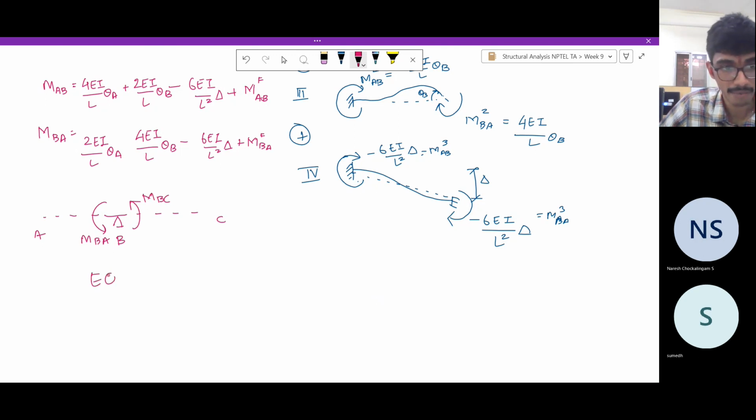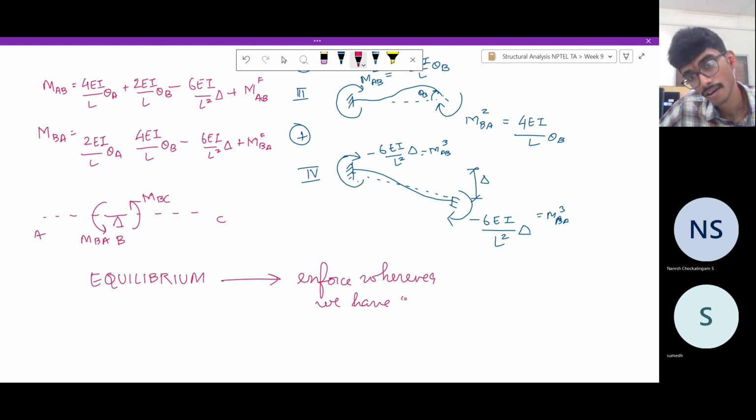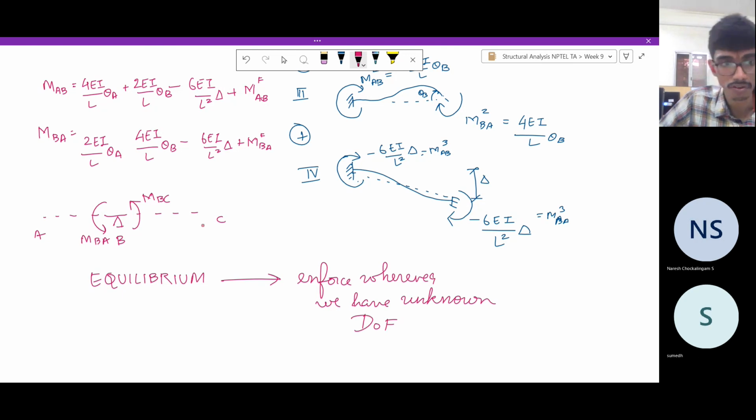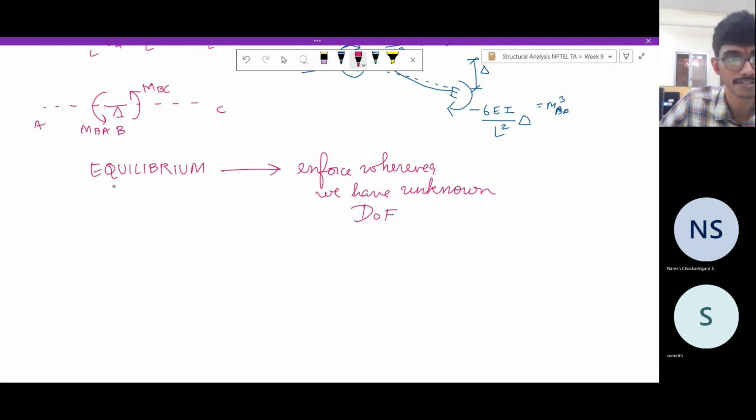Now you enforce equilibrium conditions. Where will you enforce them? Wherever we have unknown degrees of freedom. So theta B is unknown. To determine theta B and the other unknowns, we'll enforce this equilibrium wherever we have the unknown degrees of freedom. So what is the equilibrium condition here? It is simply MBA plus MBC is equal to 0.